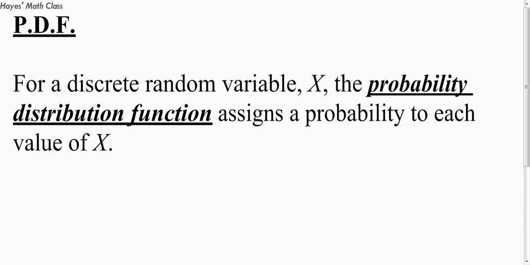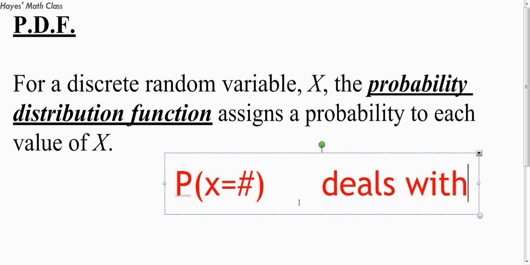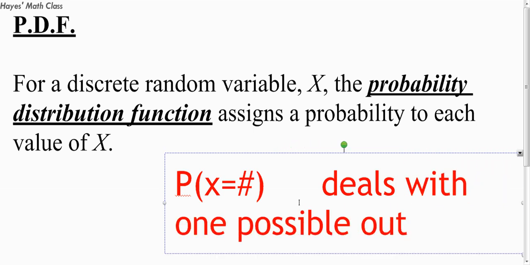So PDFs. PDF stands for probability distribution function. For a discrete random variable x, the probability distribution function assigns a probability to each value of x. What this is saying is that it's the probability that x equals a number. Like the probability that x equals 5, that you have 5 exact successes. So this focuses or deals with one possible outcome.